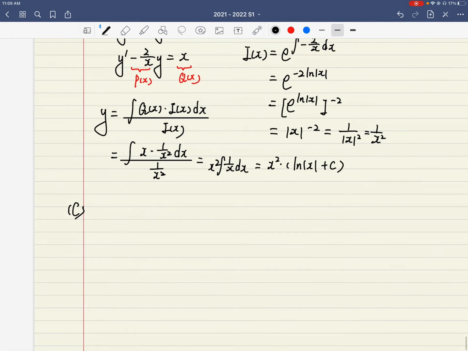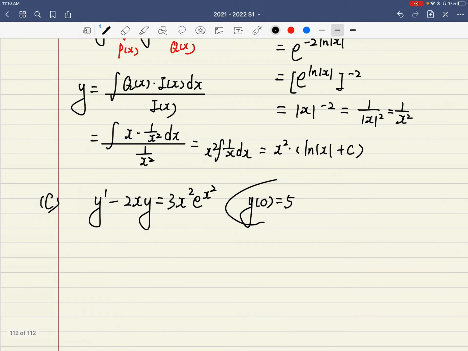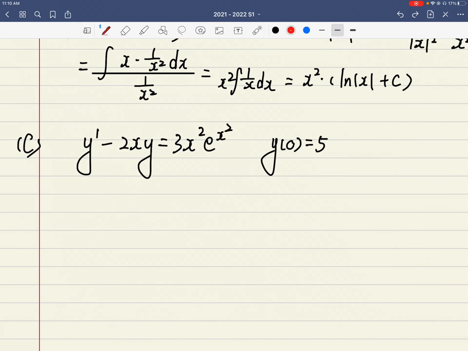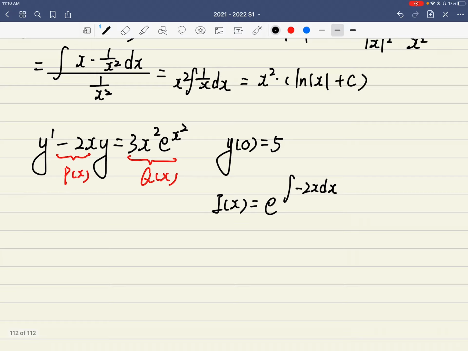Then last question, it's the same. But last question, you have an initial condition. So later we'll use this to get the value of c. Okay, again, this is linear. This part is your p(x). This part is your q(x). So first part, what is I(x)? I(x), you integrate negative 2x dx. Right, so it will be just e to the power of negative x squared.